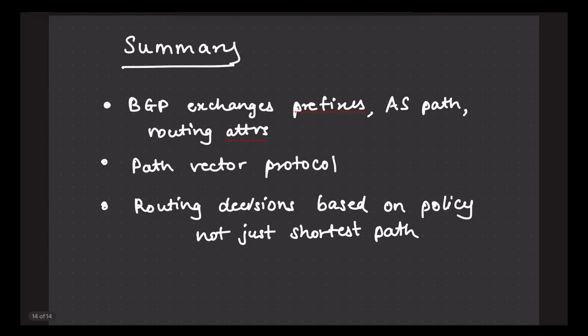So to summarize, BGP exchanges prefixes, AS paths, and routing attributes. It is a path vector protocol which tracks full AS history. BGP makes routing decisions based on policy and not just the shortest path.